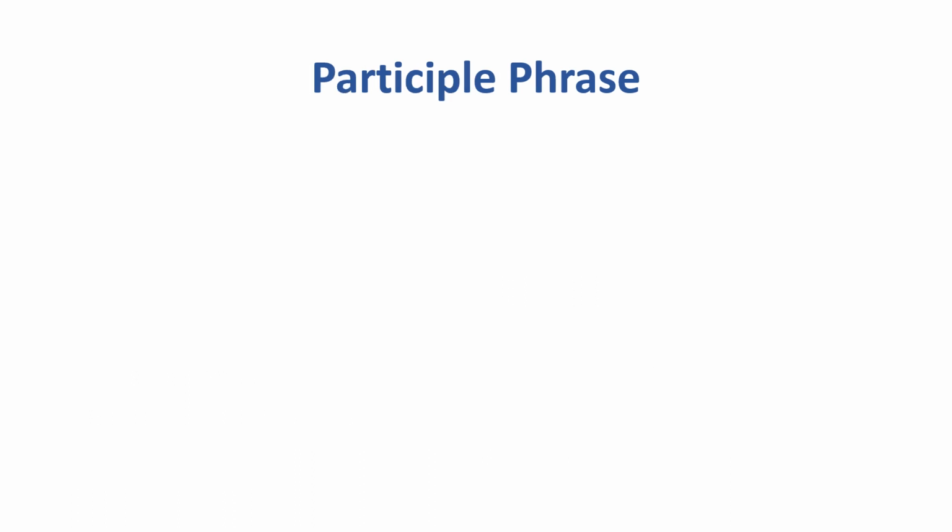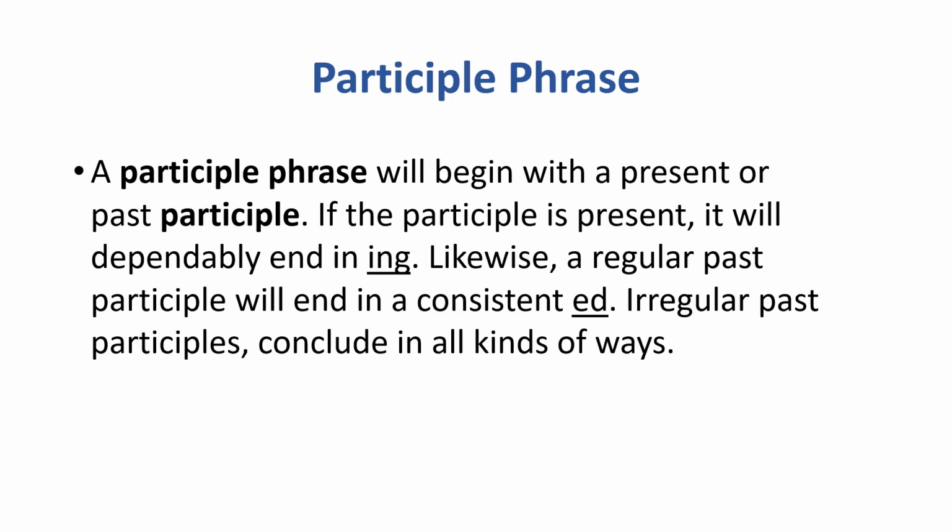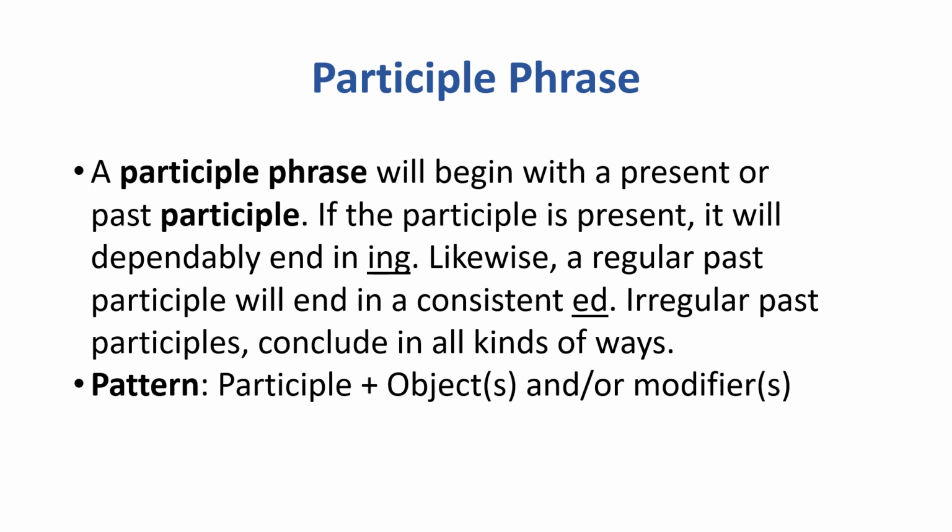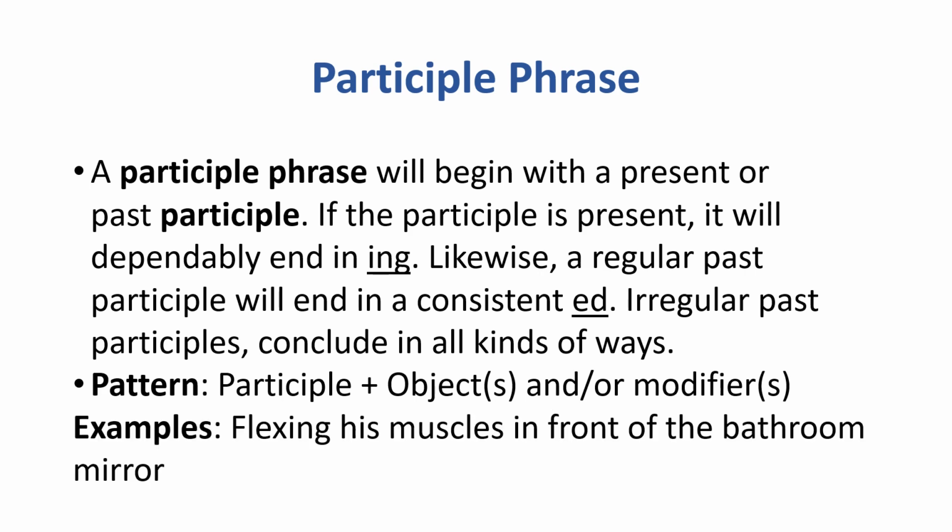Then we're going to talk about the participle phrase. A participle phrase will begin with the present or past participle. If the participle is present, it will dependably end in -ing. Likewise, a regular past participle would end in a consistent -ed. Irregular past participles could include all kinds of endings. The pattern would be participle plus objects and/or modifiers. Example: flexing his muscles in front of the bathroom mirror.